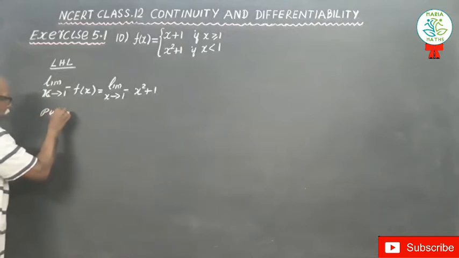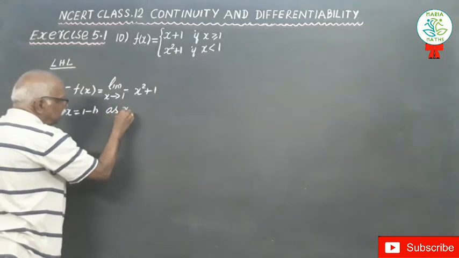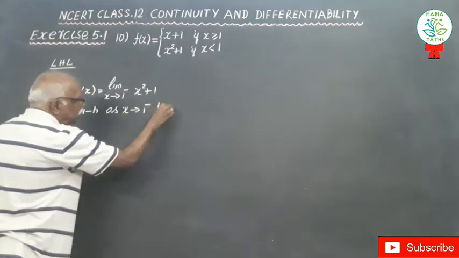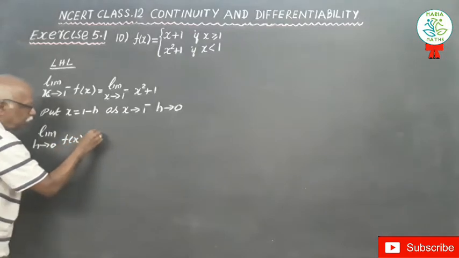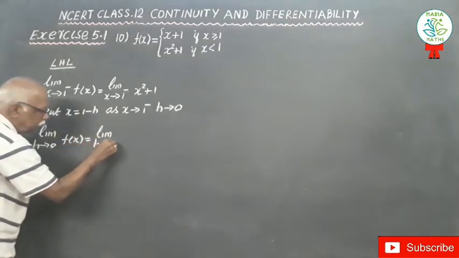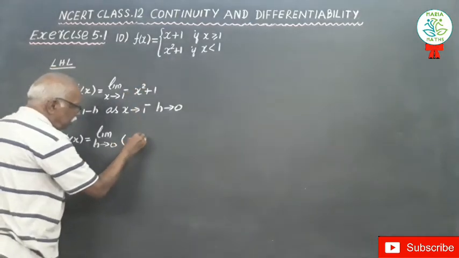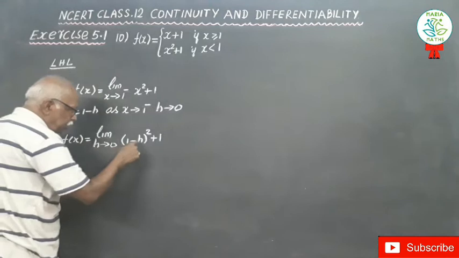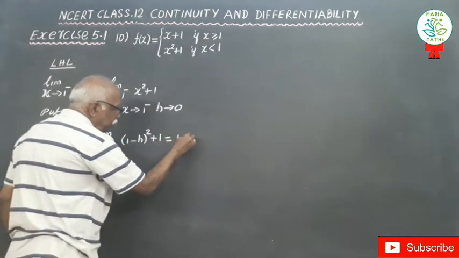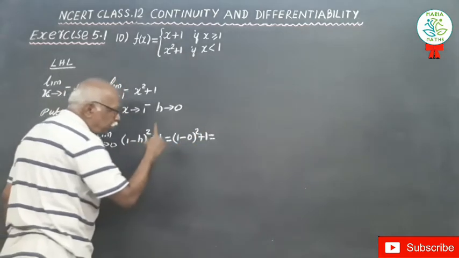Put x is equal to 1 minus h. As x tends to 1 minus, h tends to 0. Limit h tends to 0 f of x is equal to limit h tends to 0, 1 minus h the whole square plus 1. We put h is equal to 0, 1 minus 0 the whole square plus 1. 1 minus 0 is 1, 1 square is 1, 1 plus 1, 2.